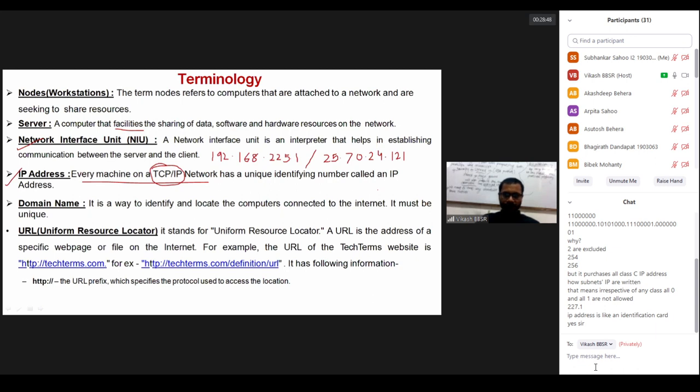Then come to the next, domain name. It is a way to identify and locate the computers connected to the internet. It must be unique. What is the domain name? Suppose you say google.com or facebook.com. This is the domain name, handled by the Domain Name Server, DNS. .com is for commercial purposes.